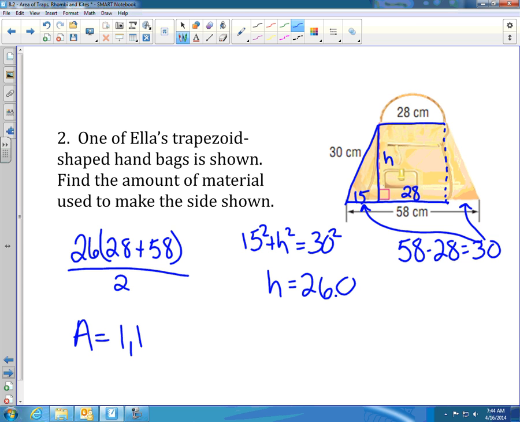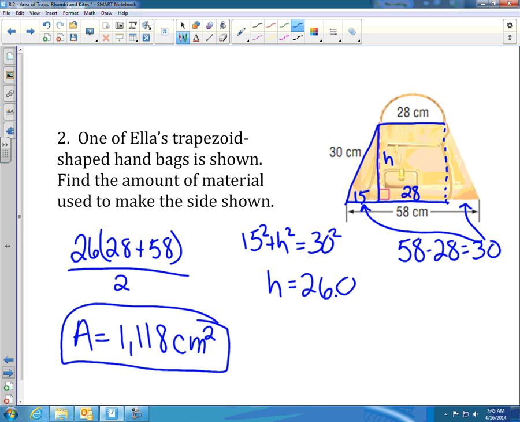We end up with 1,118. Don't forget a label. Remember, labels are really important. They're easy. Centimeters squared. Okay.